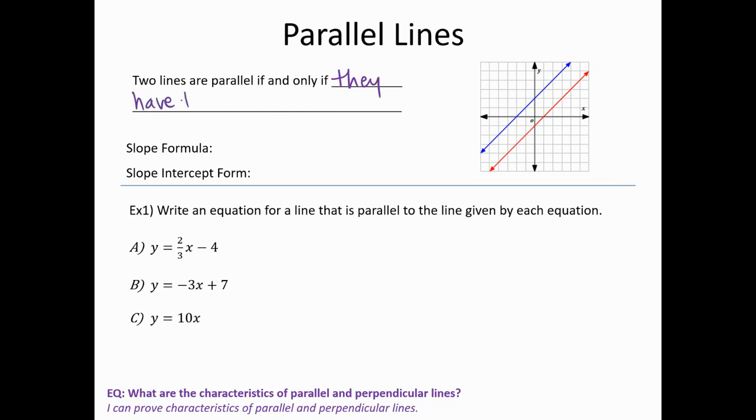they have the same slope. So if and only if they have the same slope. And there's a picture right over here, two lines that are parallel here. Another key feature of parallel lines is that they never intersect. So they're never ever going to cross because they go at the same rate or the same slope. So they're never going to cross.